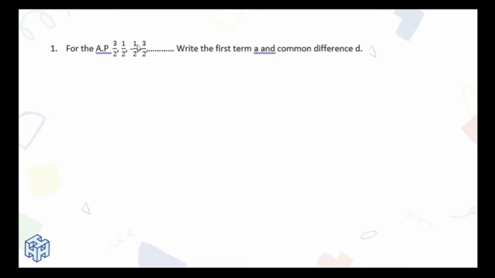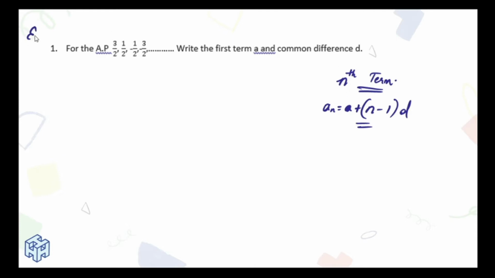So in our previous video, we have seen the formula for the nth term of a sequence, right? So what is the formula? Yeah, that is a_n is equal to a plus (n minus 1) into d, right? This is the formula we have seen to find the nth term of a sequence.